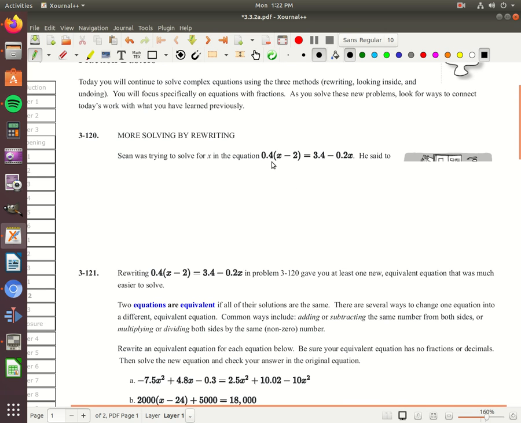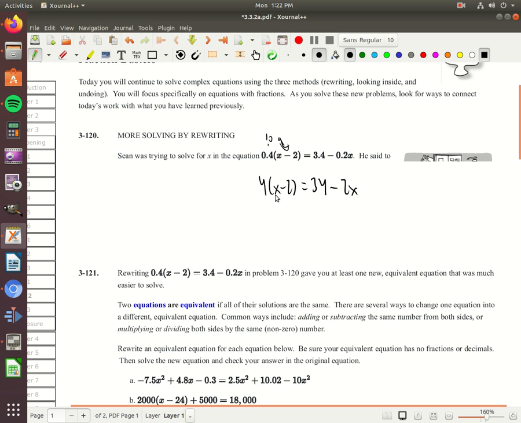In class, we often have 15-minute conversations where kids swear that their junior high teacher taught them that they were supposed to multiply by 10 here and here. I'm telling you, your teacher didn't. There was some confusion somewhere, some way. But the bottom line is this is going to be 4 times x minus 2 equals 34 minus 2x.